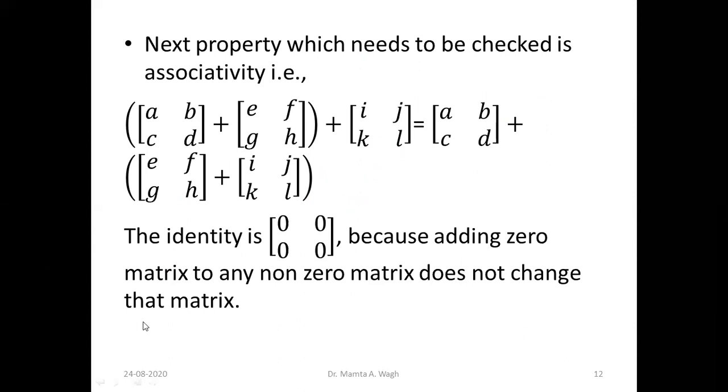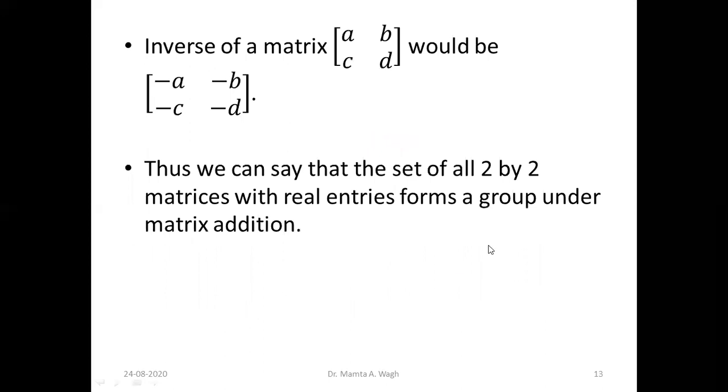So the inverse of this matrix A, B, C, D will be this: minus A, minus B, minus C, minus D. Thus we can say that the set of all 2 by 2 matrices with real entries forms a group under matrix addition. So all the properties are satisfied.